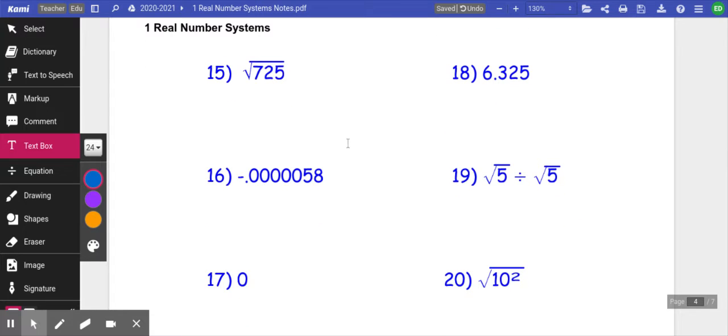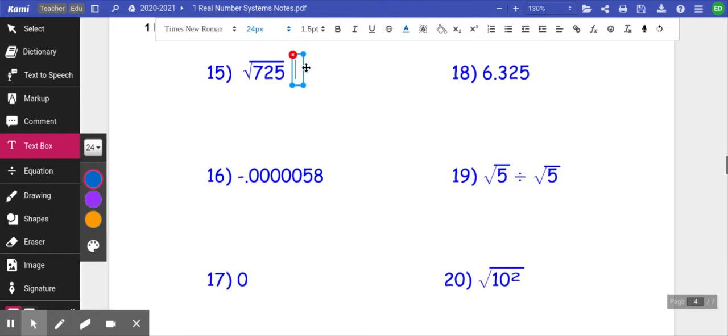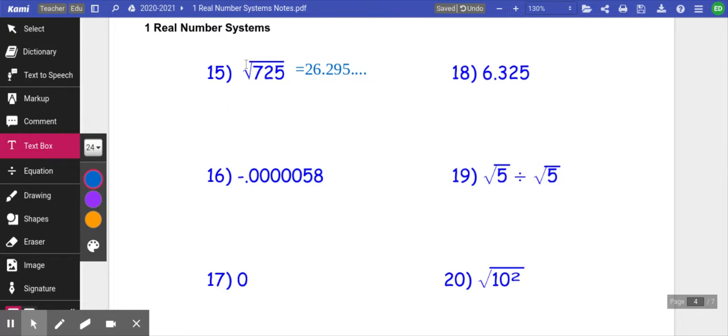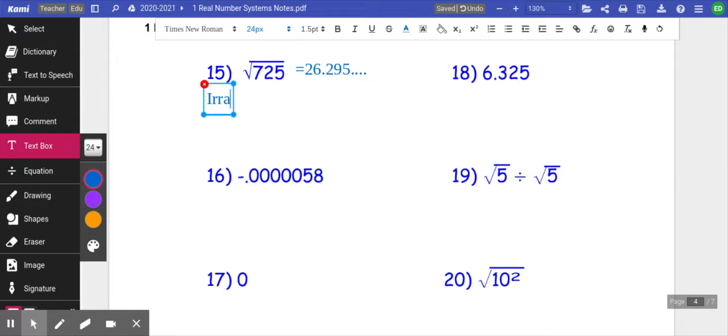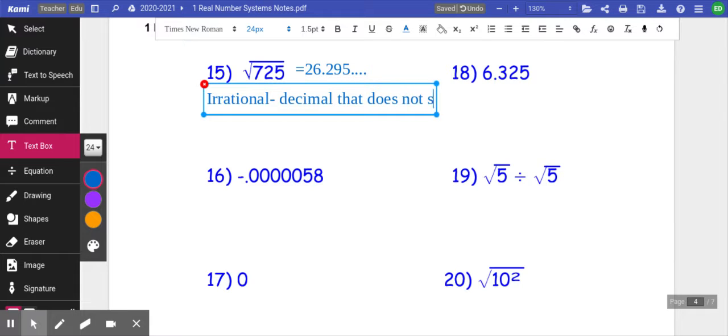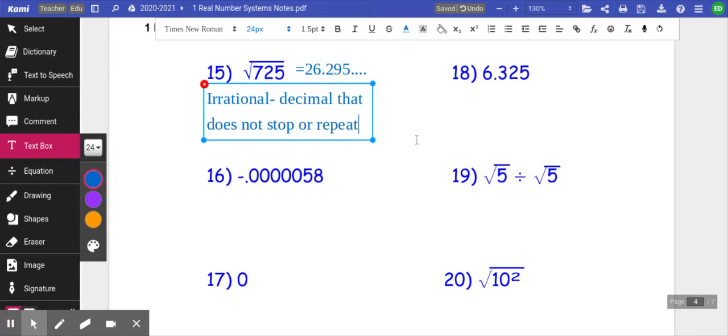All right, and we have a couple more here, so I'm just again going to go through them quick. The square root of 725, again, I'm using that calculator. Second, x squared, 725, enter. And I get 26.925 and so on. So again, it equals 26.295, and it's going on forever, and it's not repeating. So by definition, this is an irrational number again. And again, using this definition of a decimal that does not stop or repeat, you can use it over and over as long as you're writing down that decimal.